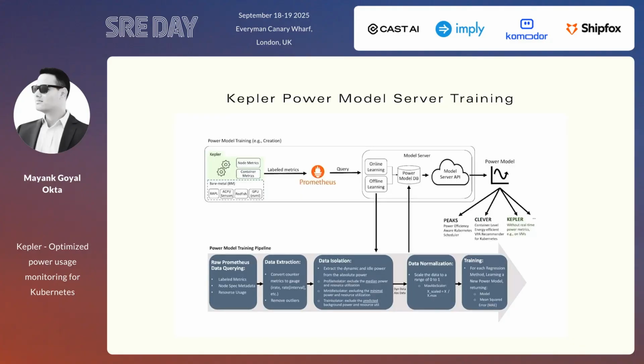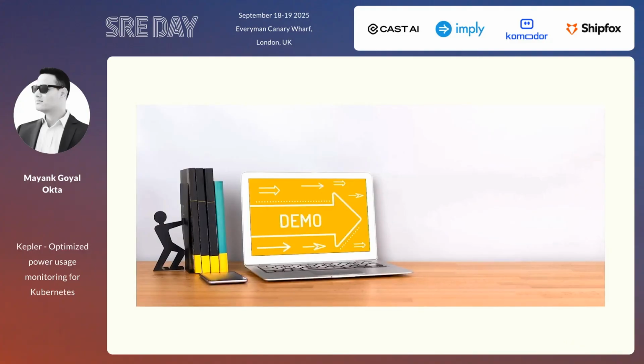And like I said, it works in two modes, one is offline and one is online. In the case of online, it pushes the data back to GitHub so that we can keep the GitHub repo up to date. But in offline, it will train your model, so if you have new VMs, it can accurately give the power consumption for them. And that's how we get the power model. So now let's walk through the demo.